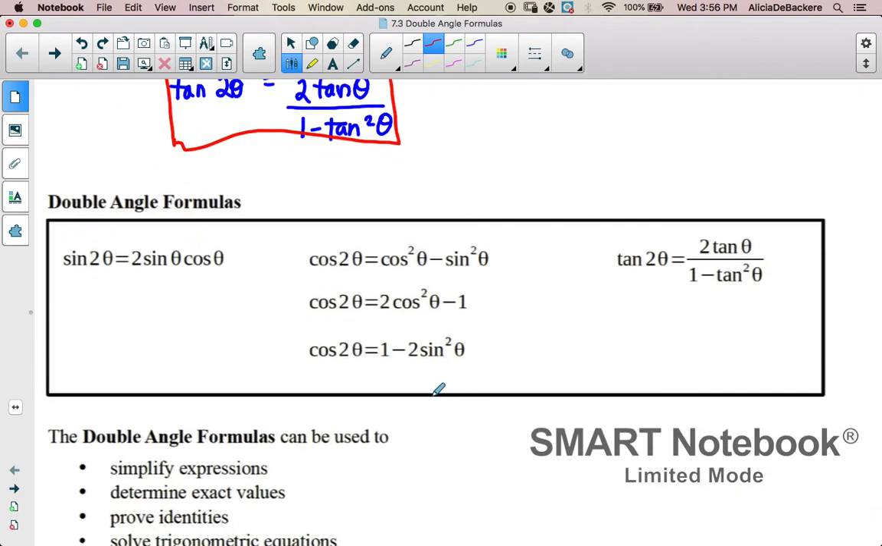And you can see that they're summarized here in the box. That's all the formulas that I just came up with. I'm going to pause the video here and then we'll keep going.